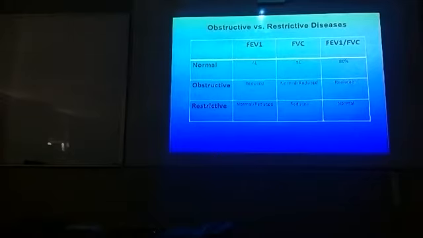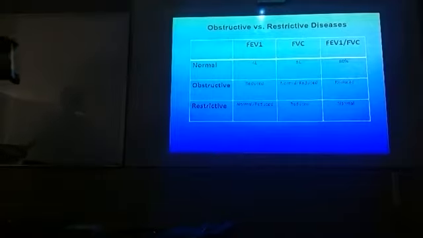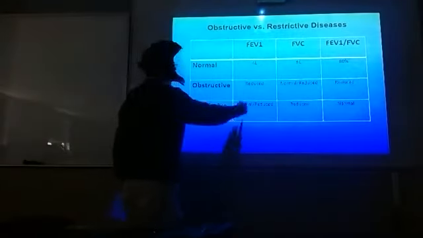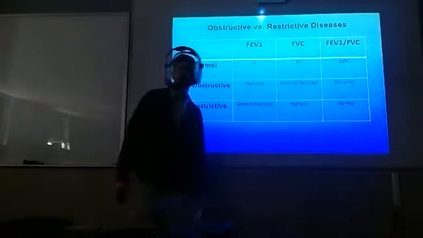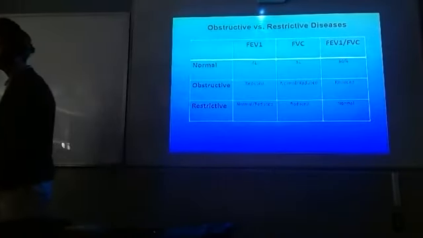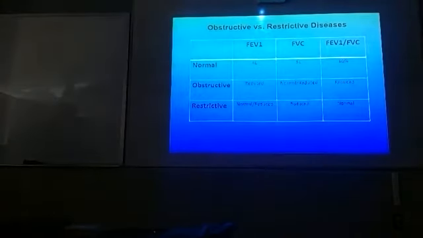Let's talk about a few different types of generalities. Let's first talk about some of the obstructive lung diseases. Okay, obstructive lung disease, we said, is characterized by a reduction in the FEV1. The FEV1 to FVC ratio can be clearly reduced. Okay, best characteristics of an obstructive lung disease.